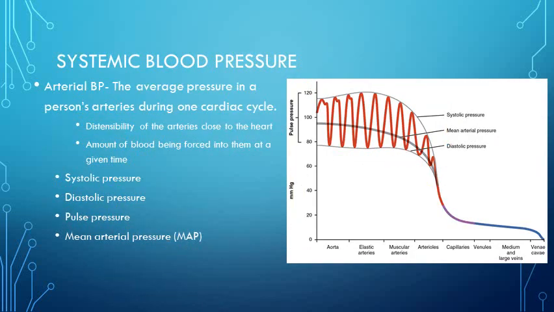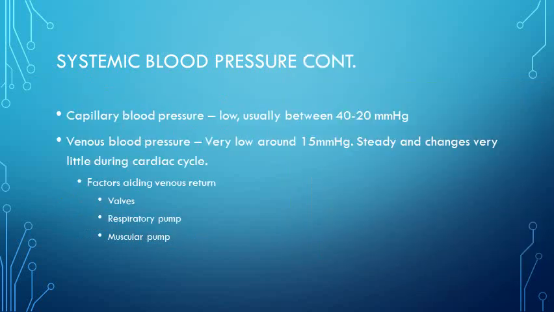Systemic blood pressure. Arterial blood pressure is the average pressure in a person's arteries during one cardiac cycle. There are a few definitions you'll need to know: systolic pressure, which is the peak pressure; diastolic pressure, which is the lowest pressure in the aorta; pulse pressure, which is the difference between the diastolic and the systolic; and the mean arterial pressure, which is diastolic pressure plus pulse pressure divided by 3, which is also known as the average arterial pressure.